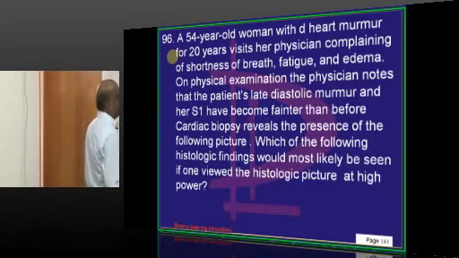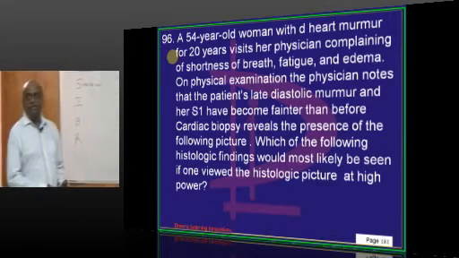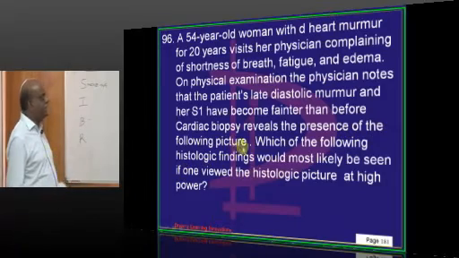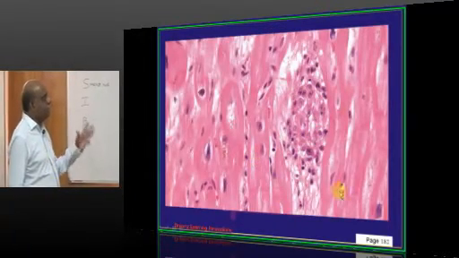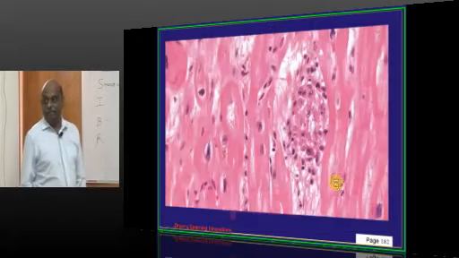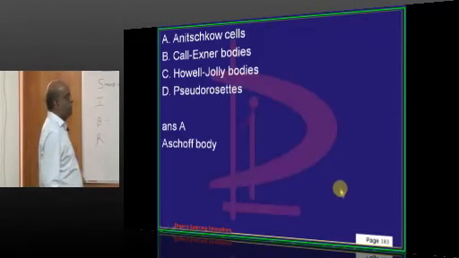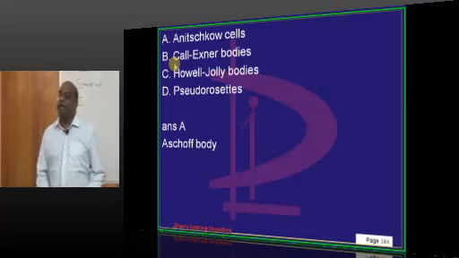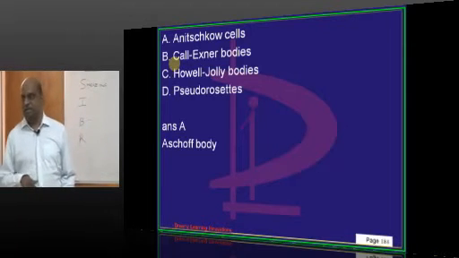A 54-year-old with a heart murmur came with fatigue, and there is a late diastolic murmur, and the S1 has become fainter. A cardiac biopsy has been shown to you, and what is the histological finding? So, this is the typical histological appearance of an Aschoff body, which contains Anitschkow cells, is what you need to basically remember.